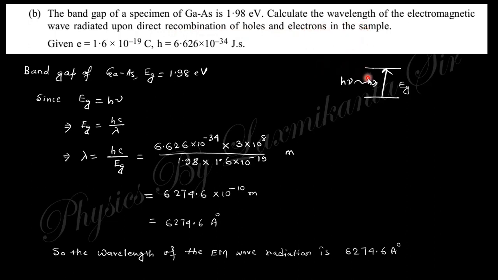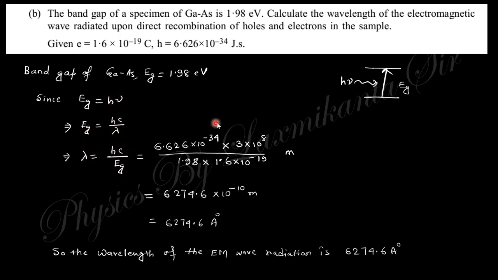When radiation is incident on this material, an electron jumps to the conduction band, or it can recombine with the hole to form an electron-hole pair. This energy is nothing but h nu. You know the energy in terms of frequency is h nu. So Eg is hc by lambda, because nu is c by lambda, where lambda is the wavelength and nu is the frequency. So lambda is nothing but hc by Eg.